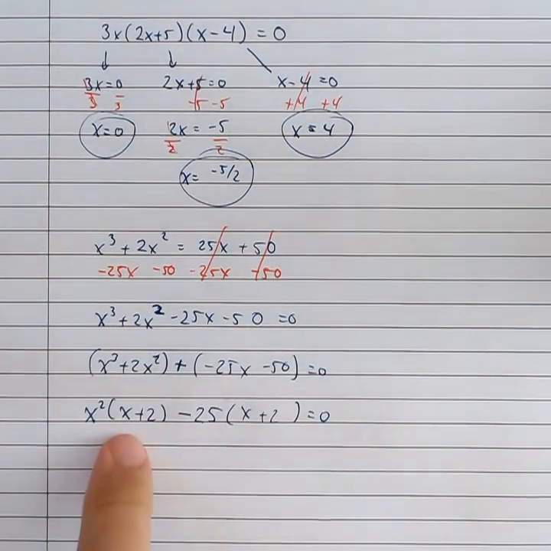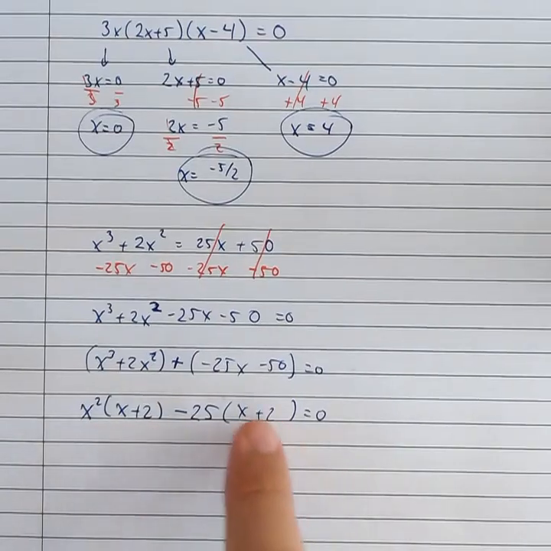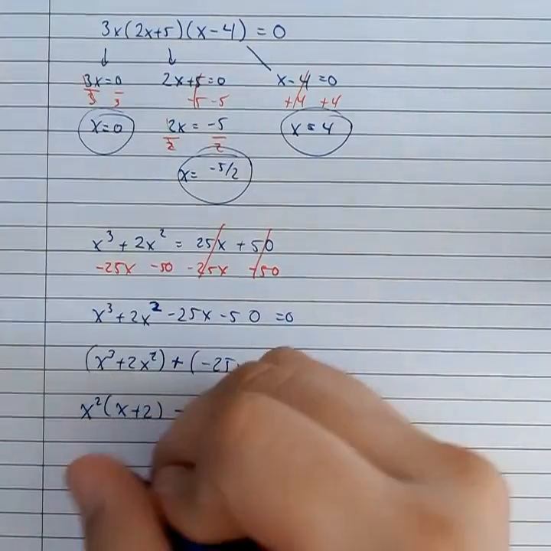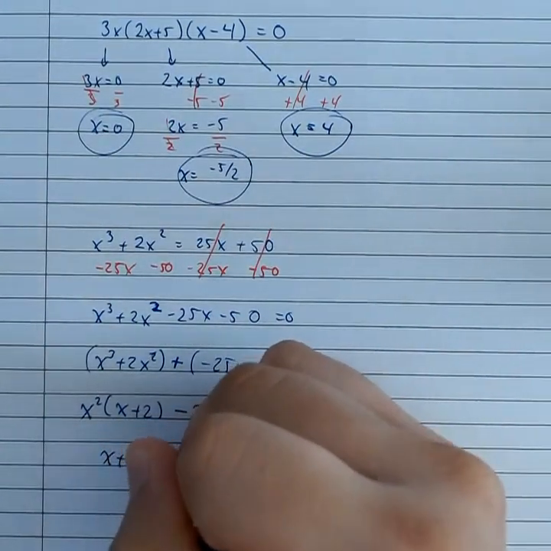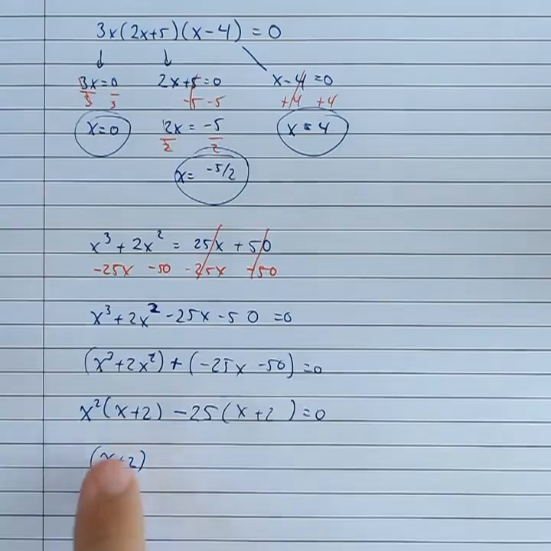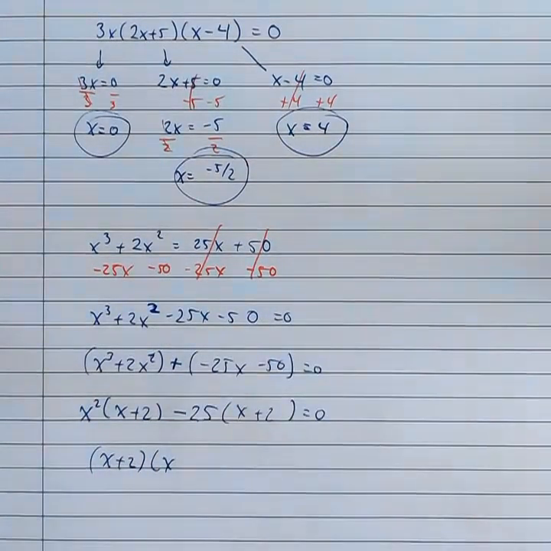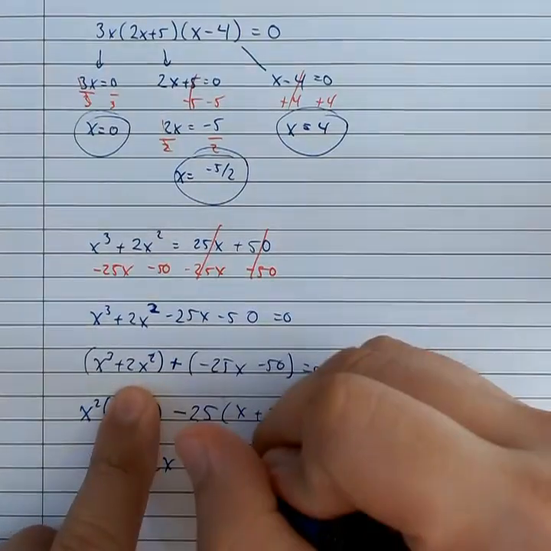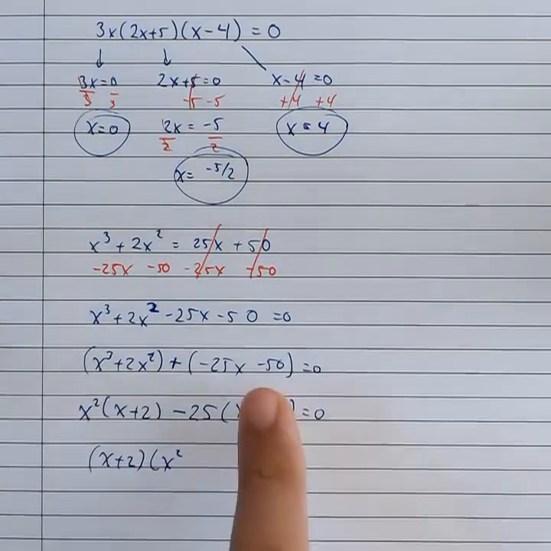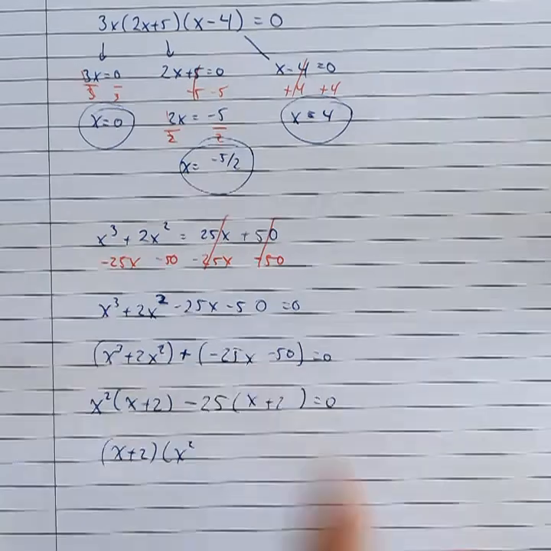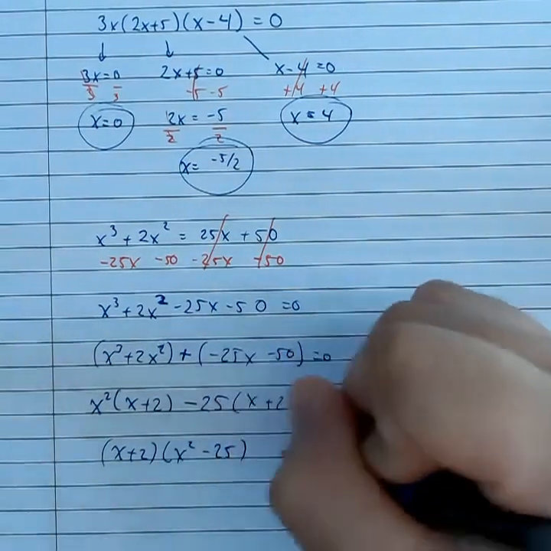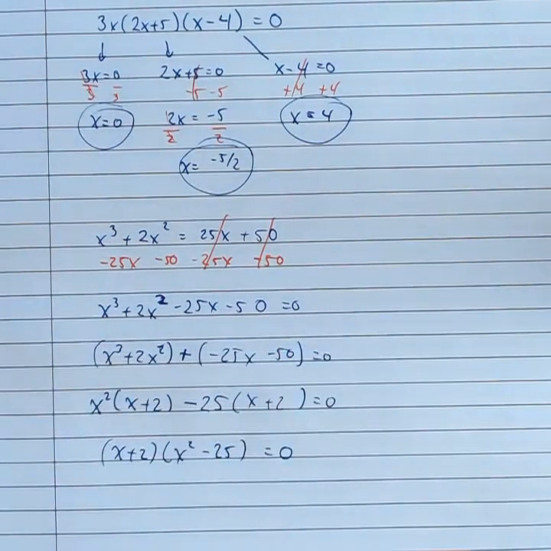Notice now that you have plus 2 as a common factor to both parts of that expression. So you can factor it out the way you usually handle common factors. X plus 2 is a common factor. If you factor out x plus 2 from here, you're left with an x squared. If you factor out x plus 2 from here, you're left with minus 25 is equal to 0, just like that.